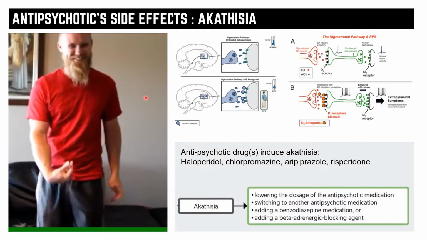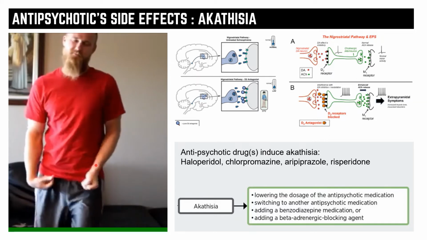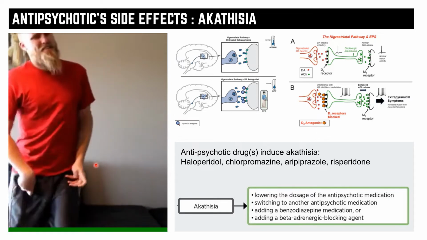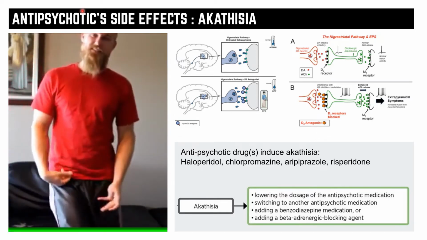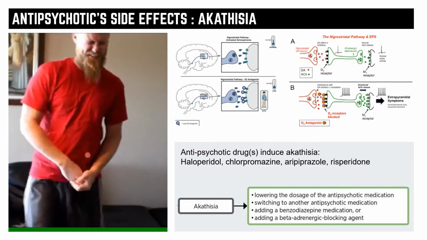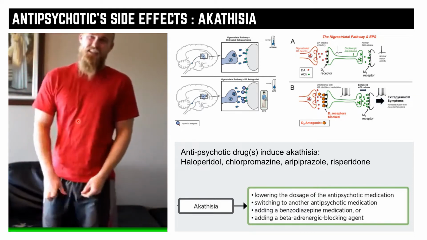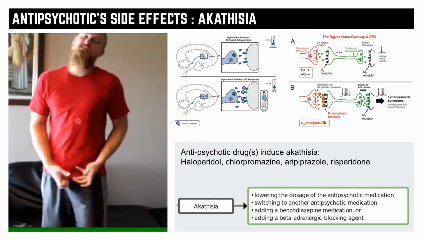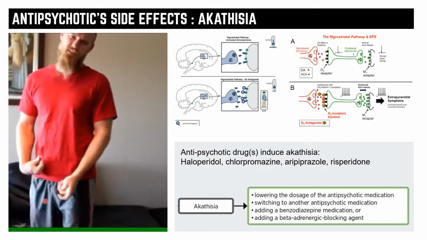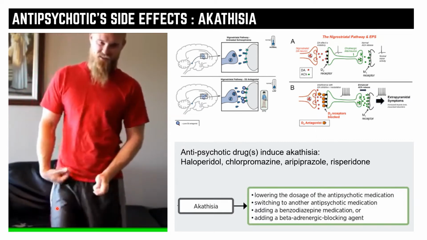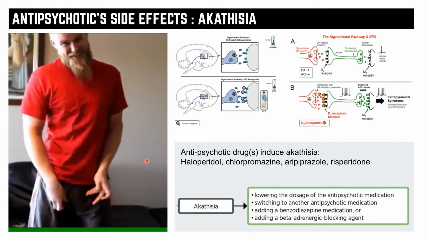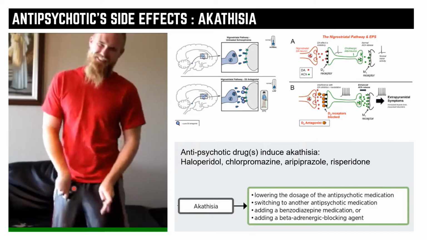Akathisia is one of the most common antipsychotic side effects that causes extreme restlessness and inability to stay still. It can vary from mild to severe and cause a lot of distress. You can see in this video, this patient is restless, which causes inner tension and discomfort, and an urge to constantly move the legs and parts of the body, such as arms and trunk. They cannot suppress this kind of movement. It can also look like shifting the weight from one foot to another, or pacing.